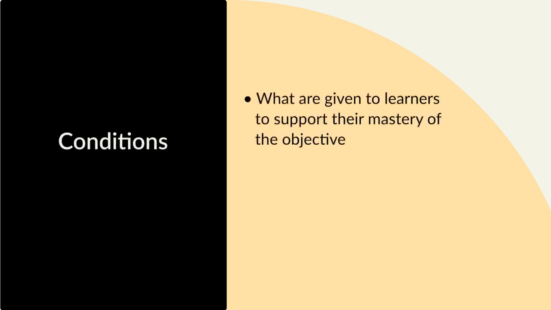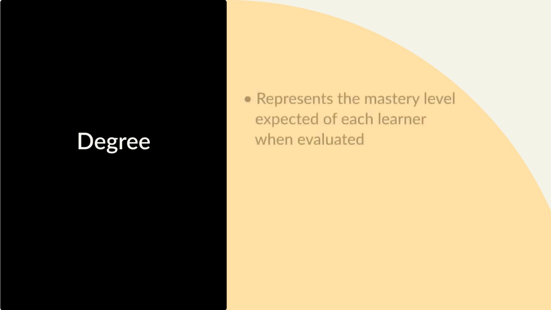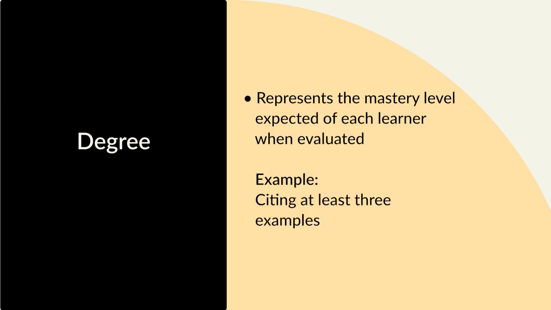Conditions in behavioral objectives are what are given to learners to support their mastery of the objective. For example, given readings from the text, a video presentation, and both synchronous and asynchronous discussion board exercises. The degree element of an objective represents the mastery level expected of each learner when evaluated. For example, citing at least 3 examples. Objectives are often written in C, A, B, D order, but this is entirely your choice.